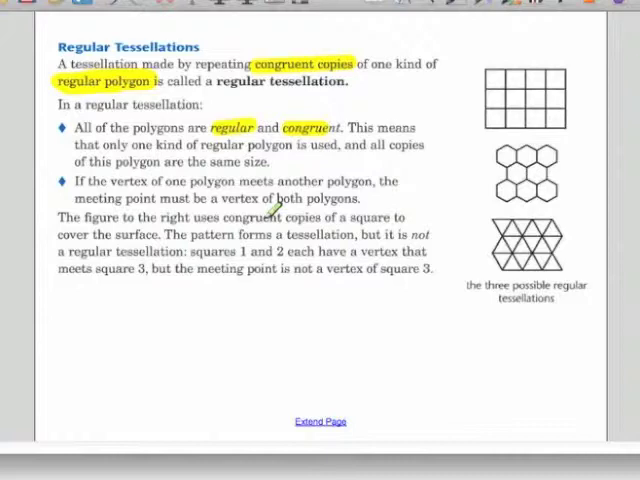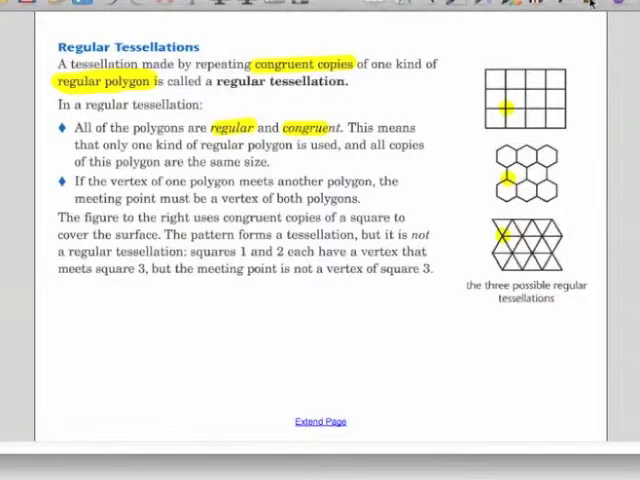Okay, so your corners have to match corners. So like right here, you can see all of those corners matching up. Right here, all of them are vertexes coming together. Same here. Okay, we're not lining up a vertex with a middle.